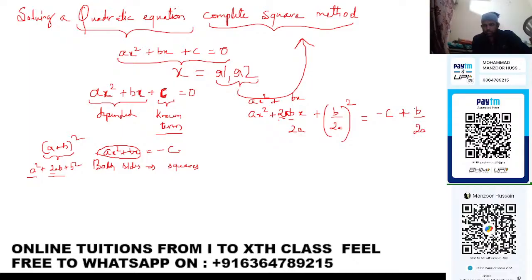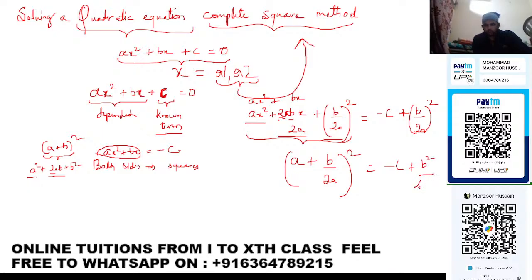Where we now know that the LHS is in the format of a square plus 2ab plus b square, which can be written as a plus b whole square, and the RHS can be written as minus c plus b square by 4a square. That is the representation of the complete square method.